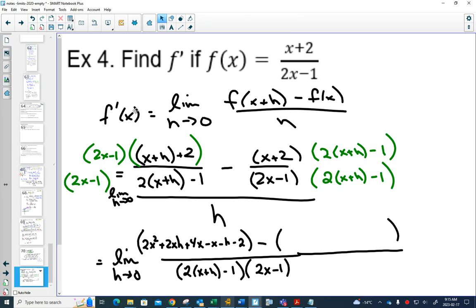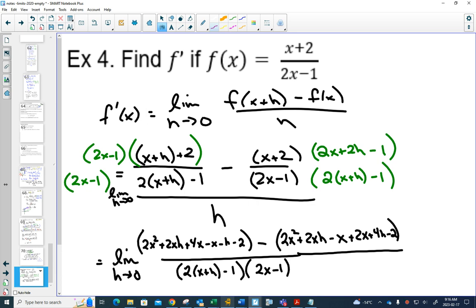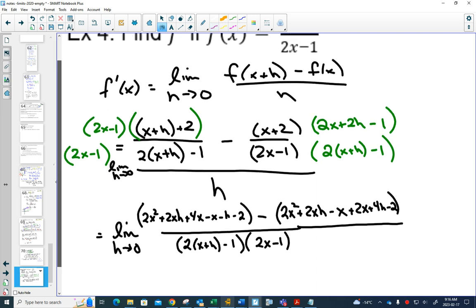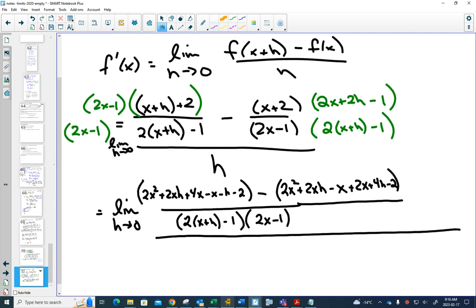Same thing in the second one. Maybe in the second one right now, are you okay if I write this as 2x plus 2h instead of 2 bracket x plus h? Just so that when I multiply it out, I'm going to multiply the x first. So x, I get 2x squared plus 2xh minus x plus 2x plus 4h minus 2. And this would still be all over h.